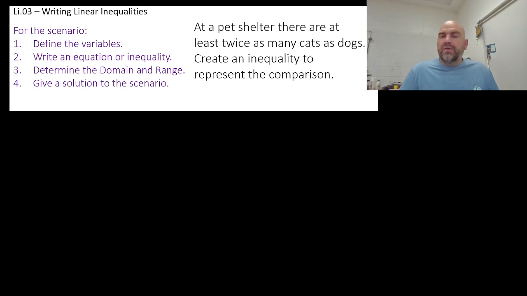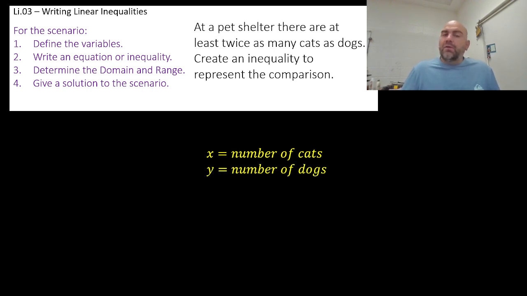Number one, we need to define the variables. What are the two things that we are dealing with in this situation? Our variables are going to be the number of cats and the number of dogs. So X is going to represent the number of cats and Y is going to represent the number of dogs. Now, if you'd want to switch this up and have dogs as X and cats as Y, you gladly can. That is no problem. But in my case here, I'm using X to be cats and Y to be dogs.